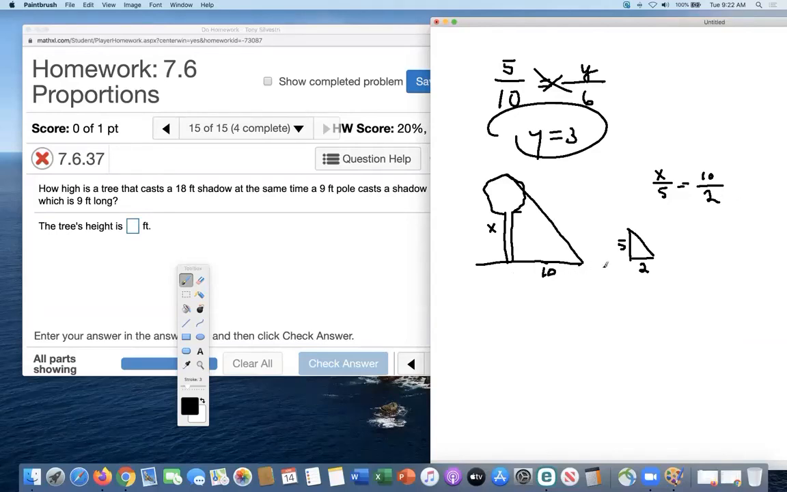If I do this, I get 2x equals 50, and dividing by 2, I get 25. So 25 feet isn't much if you walk along the ground, but if you had to climb a tree, 25 feet is kind of high, especially when you're looking down. And it's dangerous. So that's a quick Boy Scout way of measuring heights, using the sun to help you out.